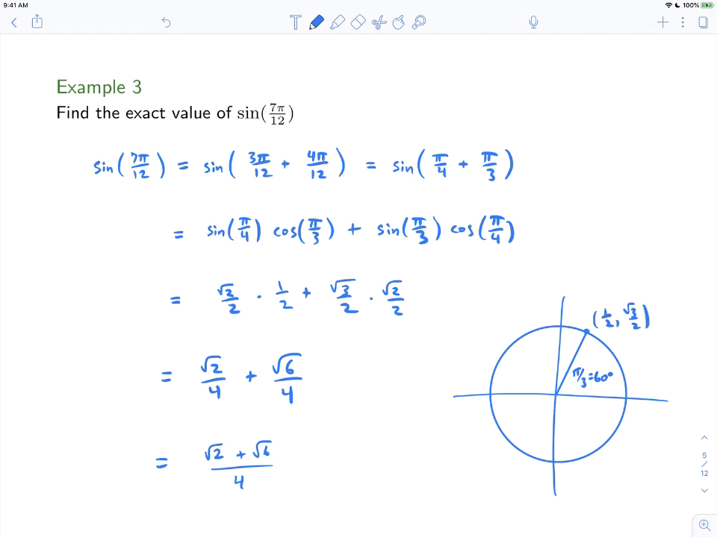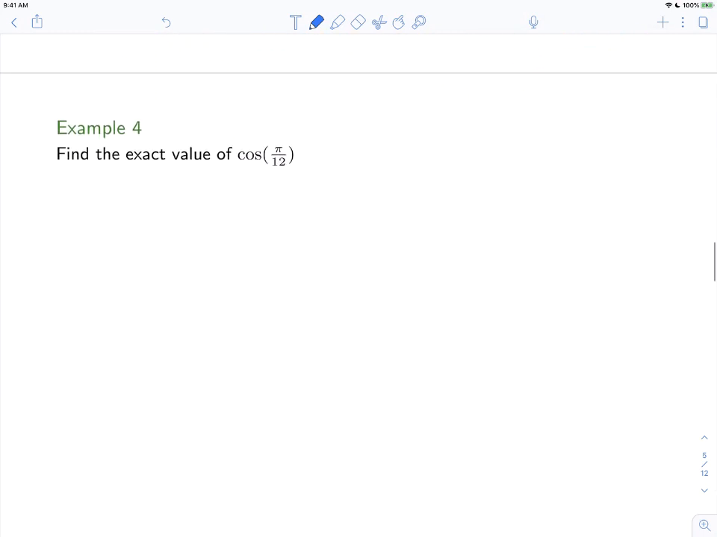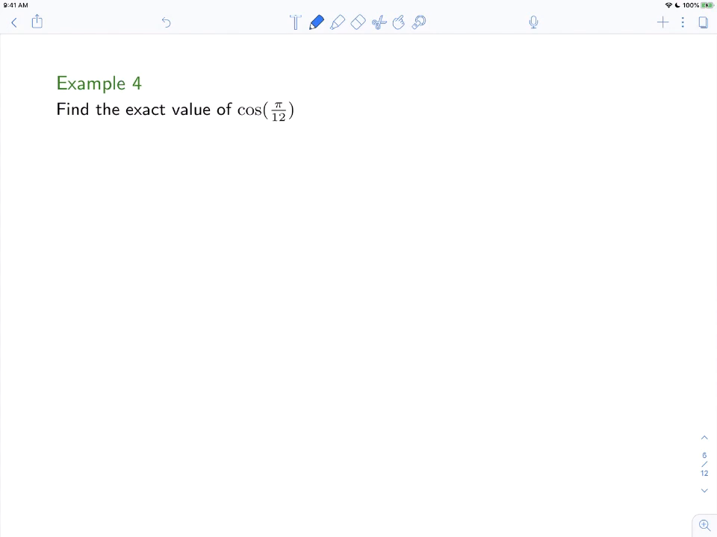Let's do another example. Find the exact value of cosine of pi over 12. So we're going to do this one in a similar way. So we're going to start with cosine of pi over 12, and we're even going to use the same angles that we used the last time. So we're going to write pi over 12 as 4 pi over 12 minus 3 pi over 12. In the last example, we added these two angles together, but now we're computing their difference. So this is cosine of 4 pi over 12 is pi over 3.